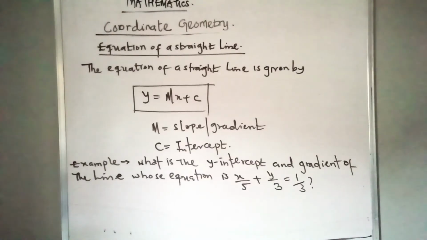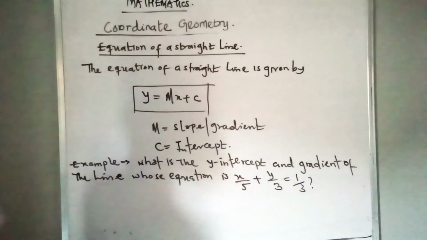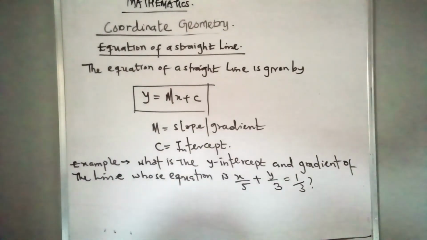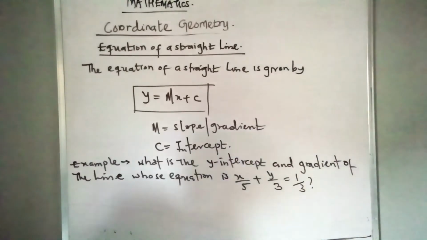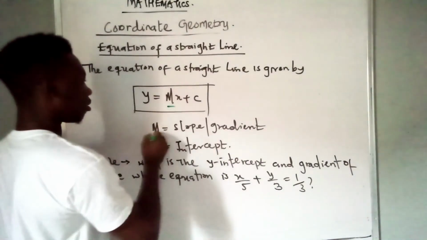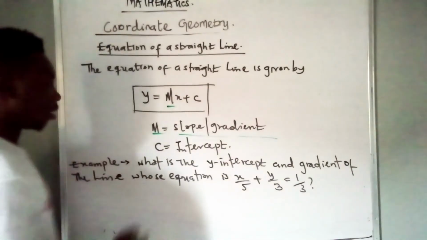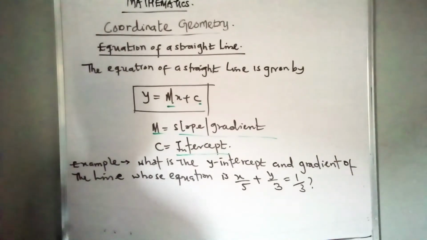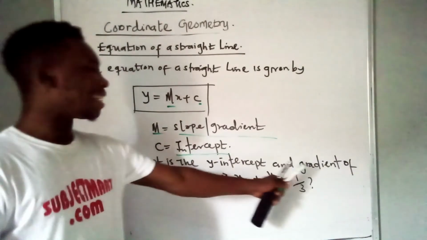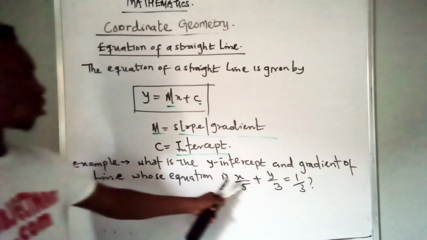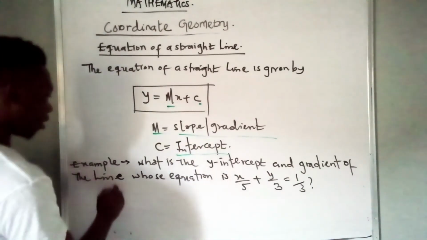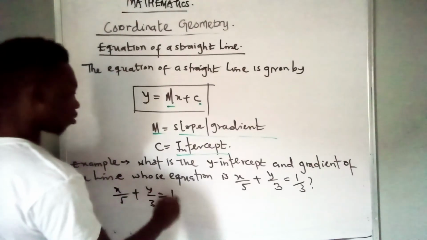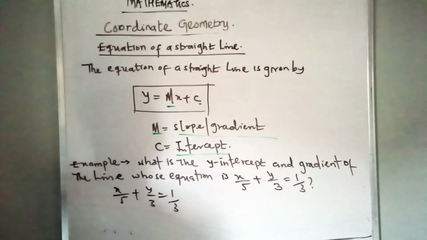So going further, we have the equation of a line. Now the equation of a line is given by y is equal to mx plus c. Now this m here is known as the slope or gradient, and this c here is known as the intercept. Now we have a question here that says, what is the y-intercept and gradient of the line whose equation is x over 5 plus y over 3 is equal to 1 over 3.